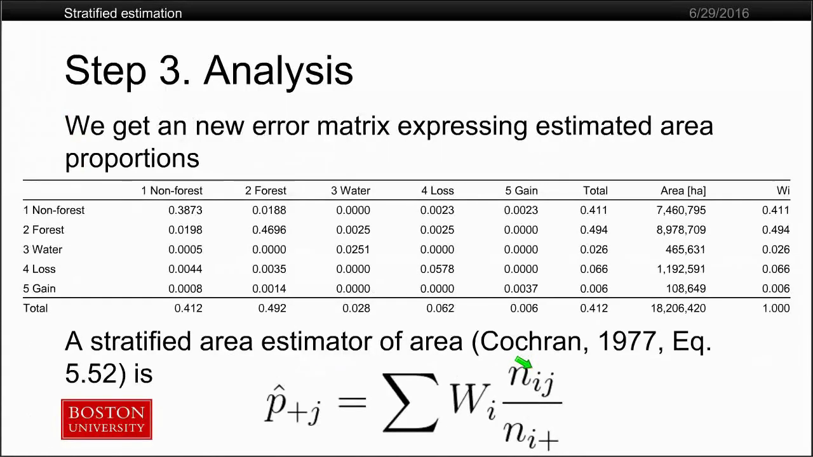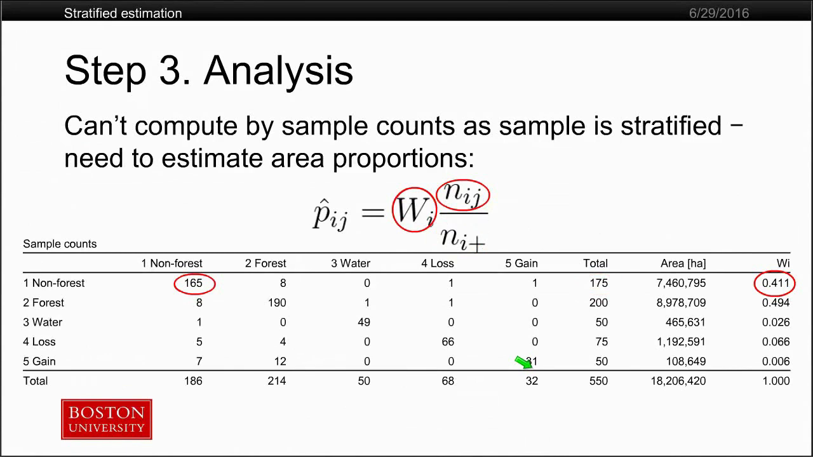So down here now I have my stratified estimators expressed in hectares. I have my confidence interval expressed in hectares too. So forest loss, I see here I have an unbiased area estimate of 1,137,000 hectares plus or minus 150,000 hectares.